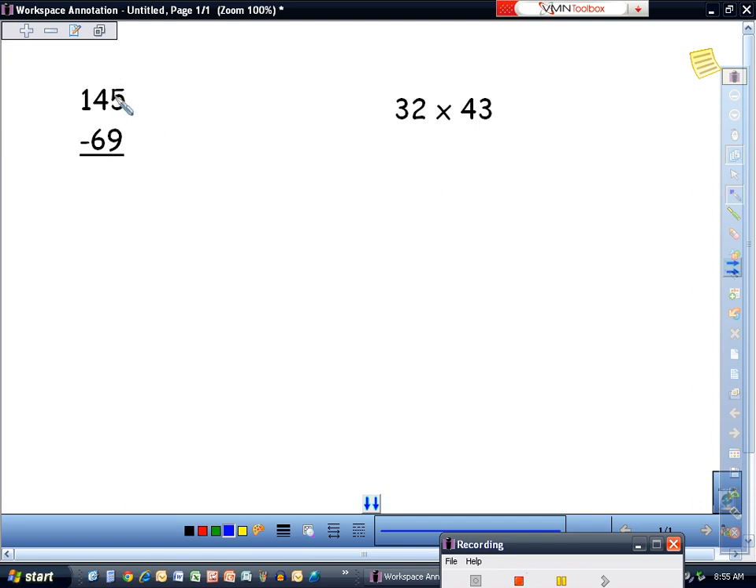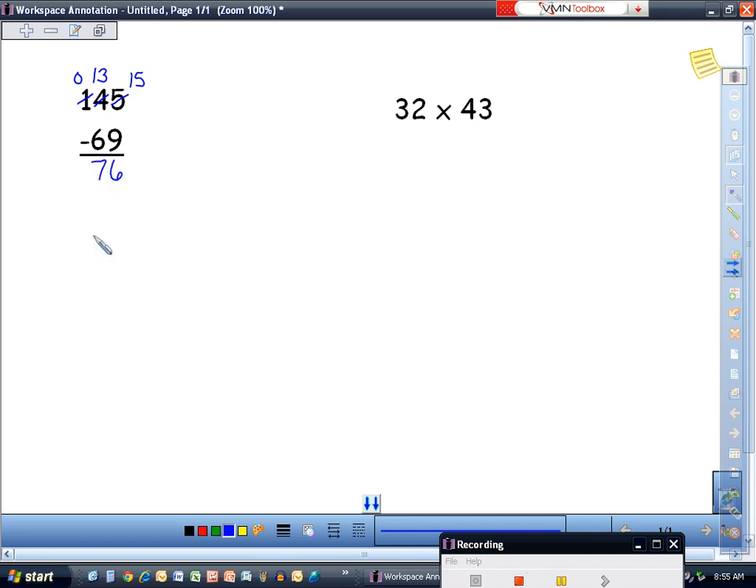Hi parents, have you ever wondered why, when we were taught math, when we borrow, we cross this off and make this a 15, we cross this off and make that a 3, we cross the 1 off and make that a 0 and make that a 13. So 15 minus 9 is 6, 13 minus 6 is 7. That's how we were taught to do math.